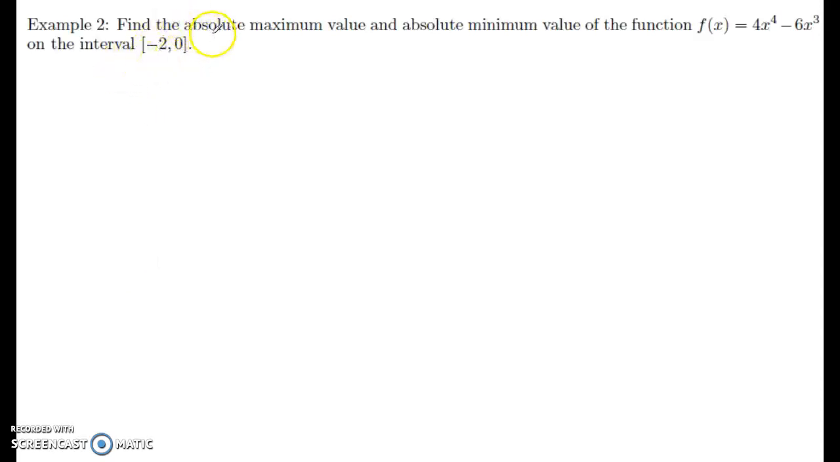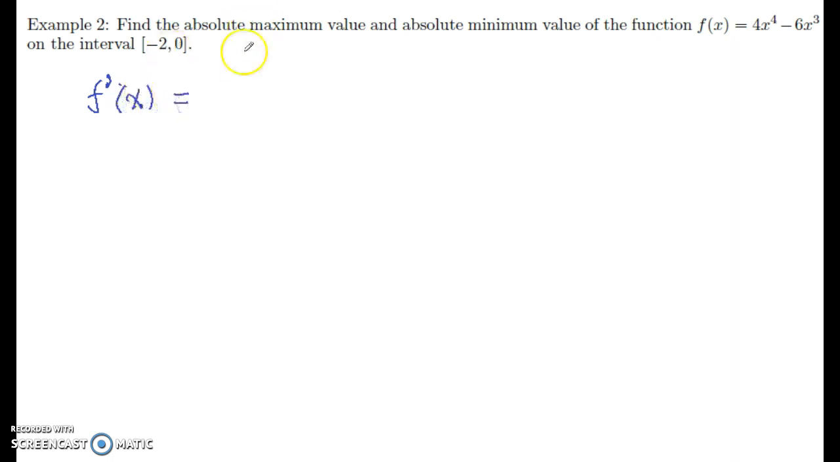Example 2. Find the absolute maximum value and absolute minimum value of the function f of x equals 4x to the fourth power minus 6x cubed on the interval -2 to 0. In order to find the absolute extrema, we will want to find the critical values first. And in order to do that, we need to find out when f prime of x equals 0 or f prime of x does not exist.